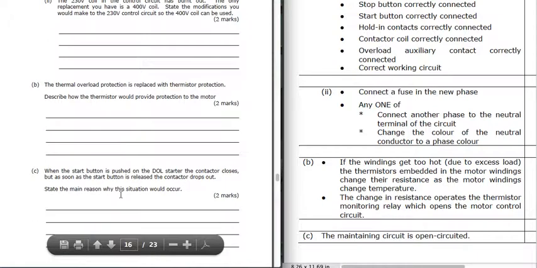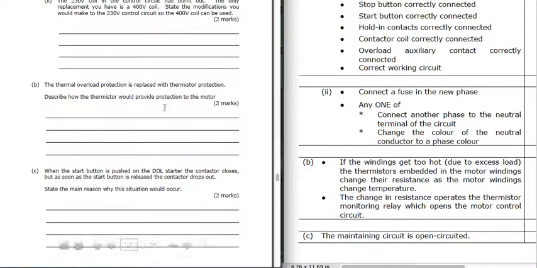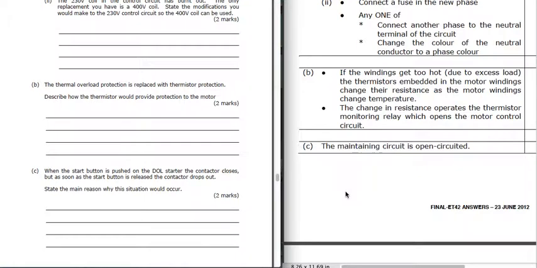The thermal overload protection is replaced with thermistor protection. Describe how the thermistor would provide protection to the motor. So the thermistor is a device that changes its resistance with temperature. So it changes resistance as the motor windings change temperature. The change in resistance operates the thermistor monitoring relay, which opens the motor control circuit. So if we get too much heat in there, then the resistance is going to change, and our monitoring relay will see that change and will open the motor control circuit.